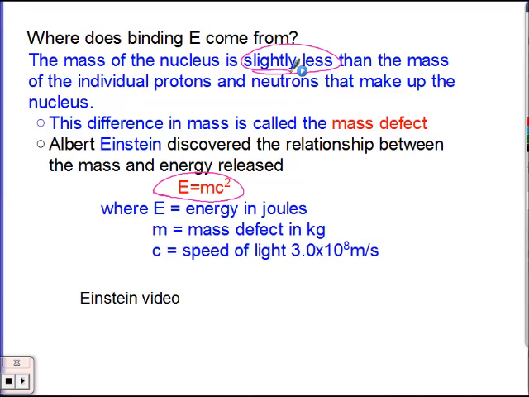And only in these nuclear reactions do we have energy converted to mass times the speed of light, c squared. And the speed of light is this number, 3.0 times 10 to the 8th meters per second.